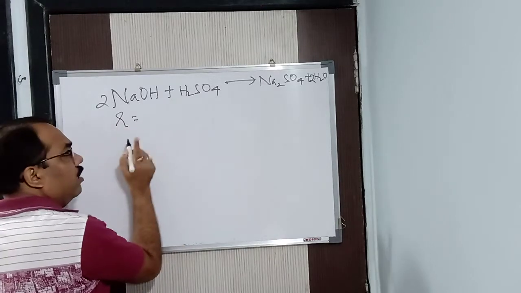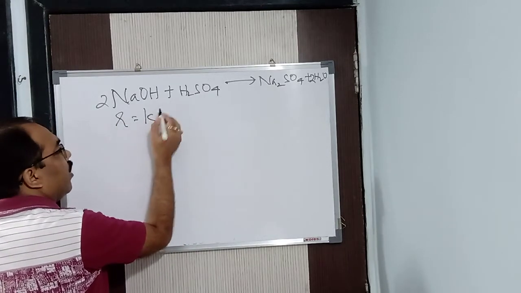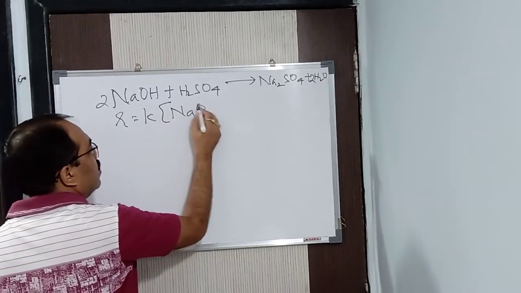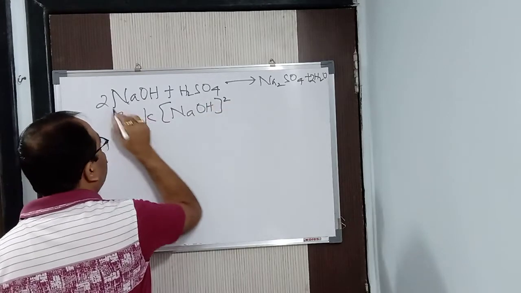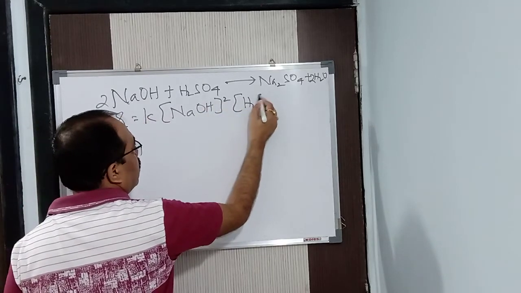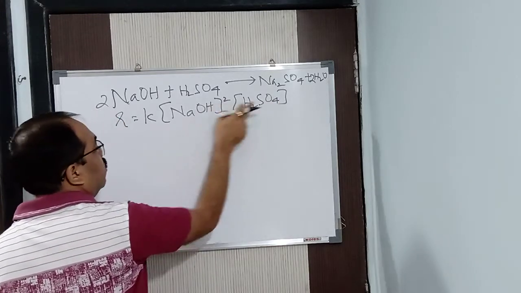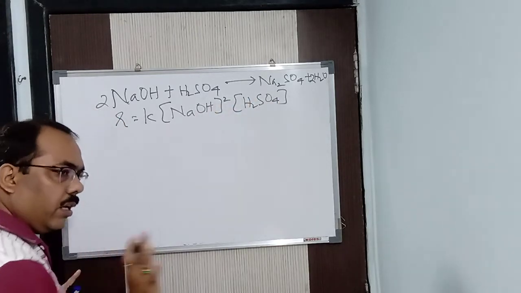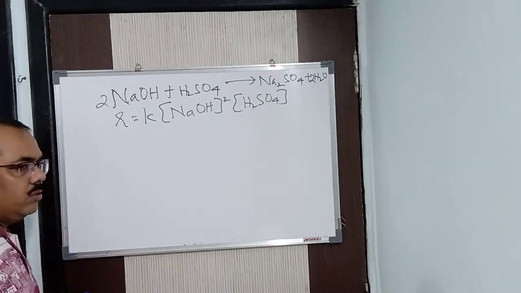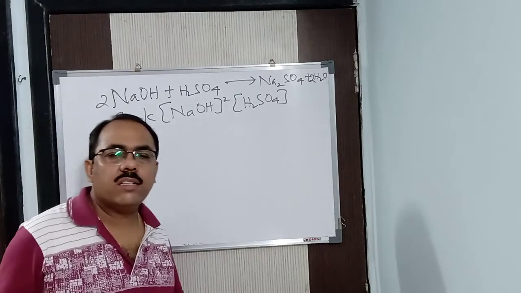So here, according to the law of mass action, what should be my rate? R is equal to K into concentration of NaOH to the power 2 into concentration of H2SO4. See carefully. Clear? Fine. But let me tell you, this reaction is not completed in a single step.